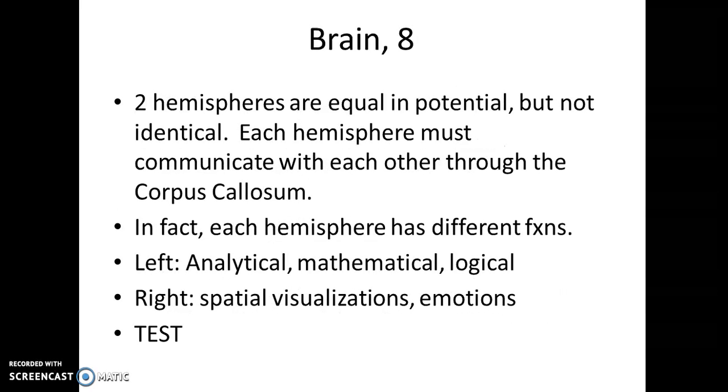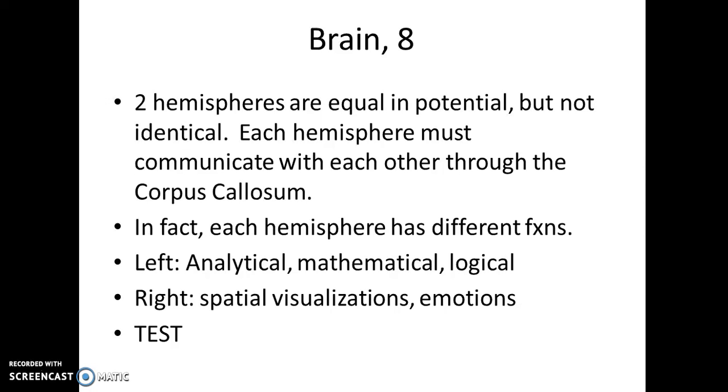Now, the hemispheres are equal in potential but not identical. Each hemisphere must communicate with the other through the corpus callosum, which connects the two hemispheres. If that's somehow damaged or cut, you will literally have two separate brains and they compete with each other. The right hemisphere is frustrated because it cannot communicate, cannot talk like the left hemisphere does with Broca's area. It's kind of weird.